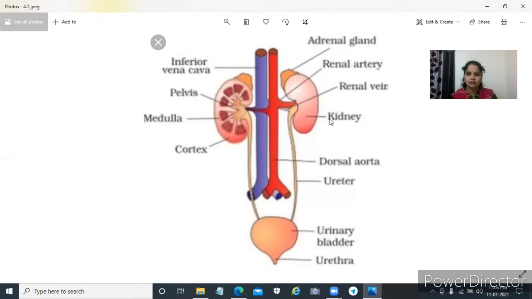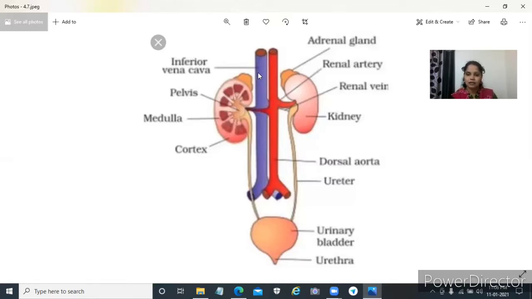Now this one is the left kidney because it's a front view. So this side is the left one. This one is the right one. Now here is again the dorsal aorta. Dorsal aorta. Here is the ureter. This ureter comes out from the kidney and meets the urinary bladder. Next one is the urethra. Now here is the inferior vena cava.